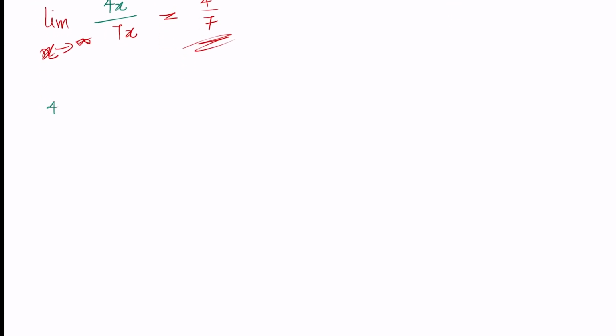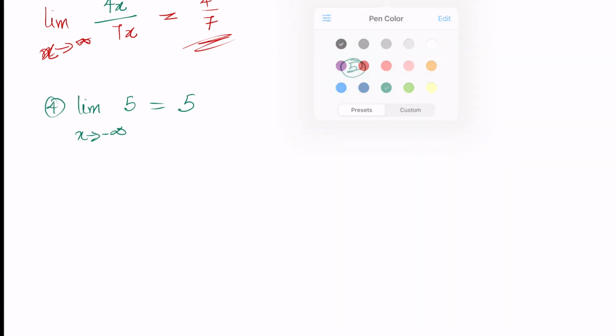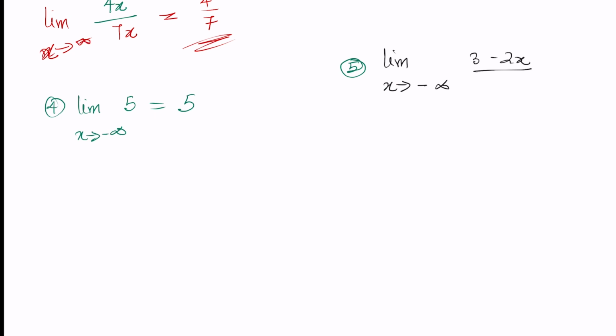Example 4. I want to find the limit as x approaches negative infinity of 5. And the answer to this is 5. In example 5, we want to find the limit as x approaches negative infinity of (3 minus 2x) divided by (x squared plus 9).